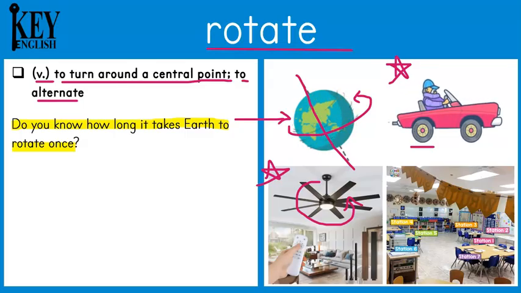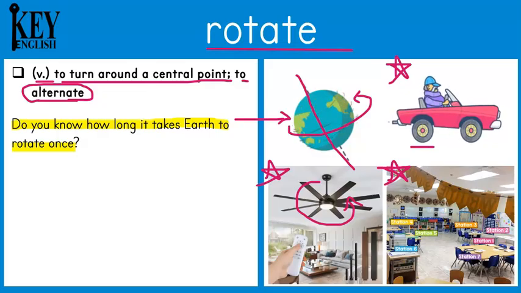And rotate can also be to alternate. An example of that might be in a classroom. There might be different stations that the teacher sets up with different activities, and then students might spend a certain amount of time in one station before they rotate and they go to the next station, and so on until all of the stations are completed. So that can also be described as rotating. So I could make a sentence like, the teacher asked us to rotate to the next station every 10 minutes.